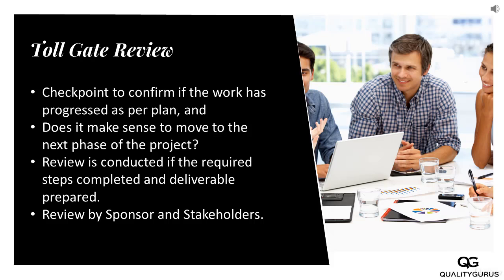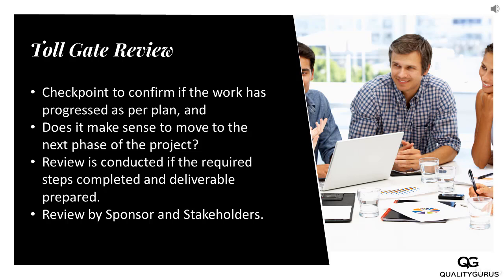If you remember, in Six Sigma we have 5 stages: define, measure, analyze, improve and control. Each of these phases has certain activities to be completed, certain deliverables to be made. What toll gate review does is that after each of these phases, you review whether you have achieved the objective of that particular phase or not, whether you have produced whatever was required for that particular phase or not. That is called toll gate review.